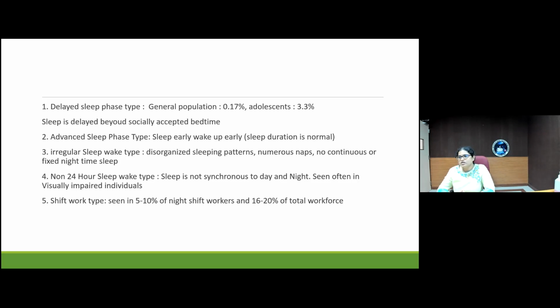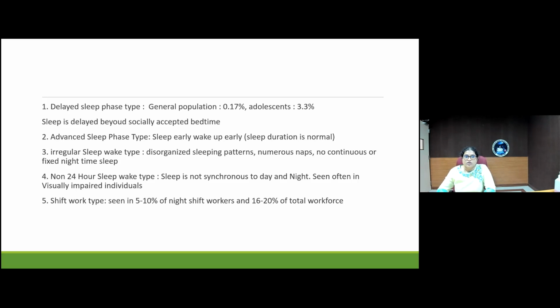Here, basically, an individual takes short naps, maybe half an hour or 1 hour, through the day and night, but never has the continuous sleep that we would consider normal, that is about 6 to 8 hours of continuous sleep. That is not followed by this individual.